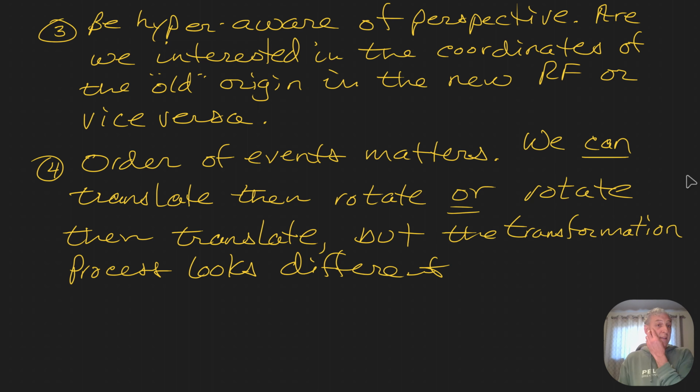So we would apply different rotation matrices and translation matrices depending on the order that we do it. Essentially, it doesn't matter which order we do it in, but if we have to execute the process in a different way depending on the order, why don't we just stick with the same order? It'll be a lot less confusing.